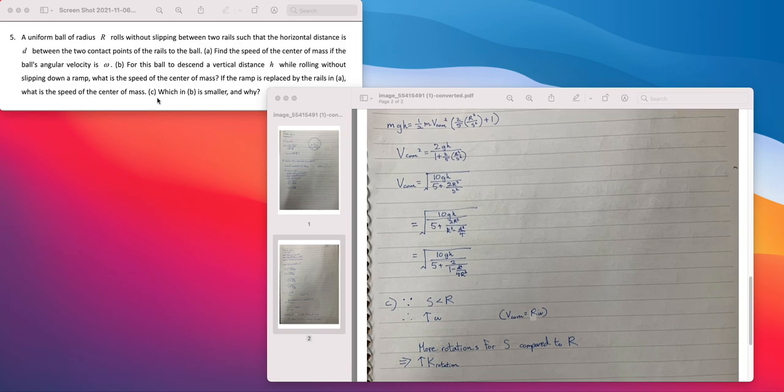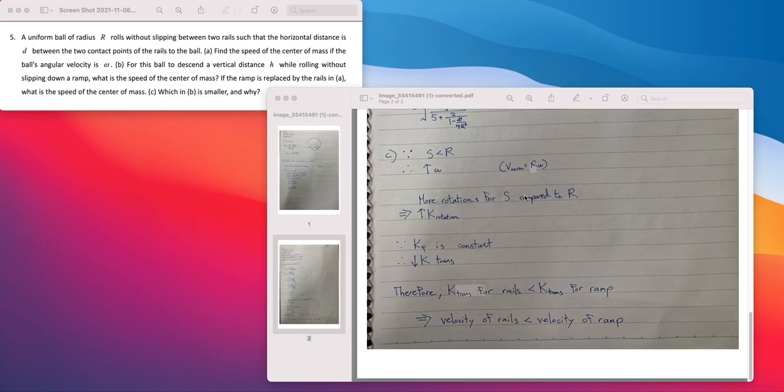For C, we have to find which speed of the ball is smaller between the ramp and the rail. For the ball on the rail, we know that the radius of rotation is smaller than the one on the ramp. Therefore, the omega, or the angular velocity, is bigger.